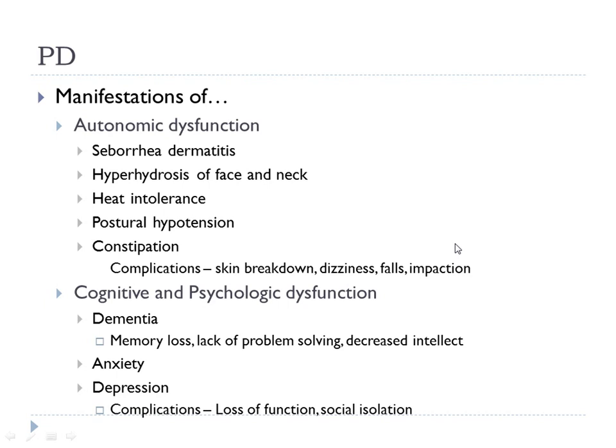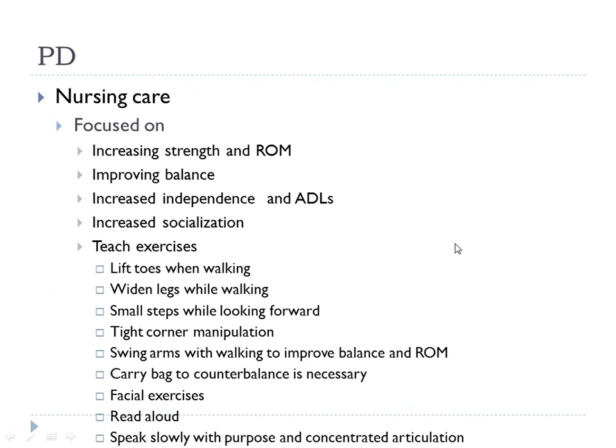So the patient with Parkinson's, we want to focus on maintaining and increasing their strength to decrease their risk for falls. They can work with physical therapy, occupational therapy to develop some exercises to do so. You can teach them to do certain things to improve their mobility and decrease their risk for falls. Like I said, they often have the problem lifting their toes as they're taking steps. So tell them to remind themselves to lift your foot up, lift your toes up when you're walking. Take wider steps, widen your gait so that you can increase your stability.